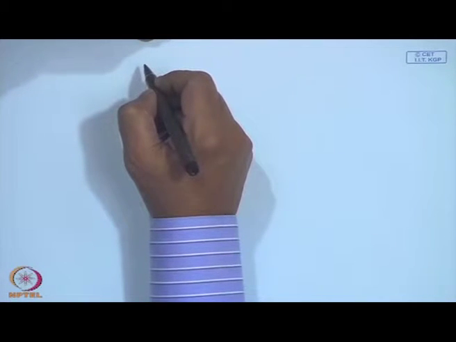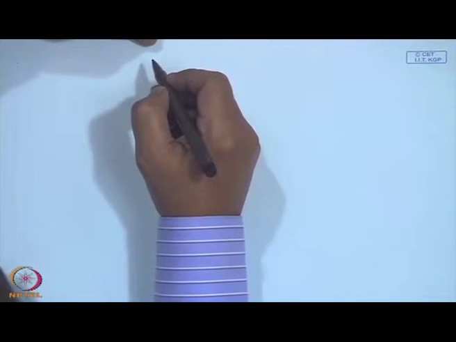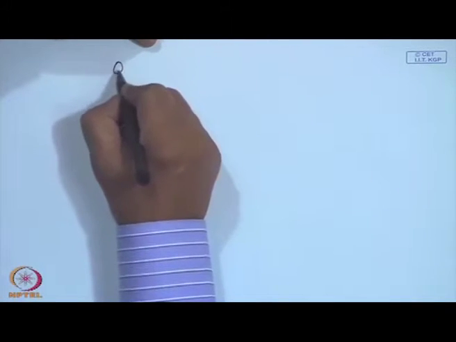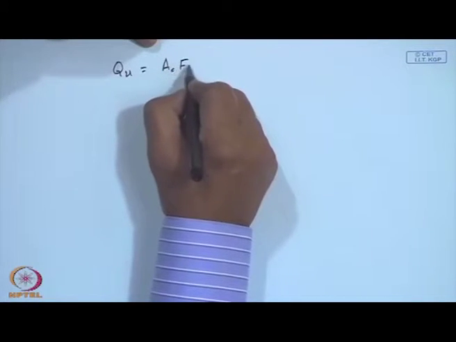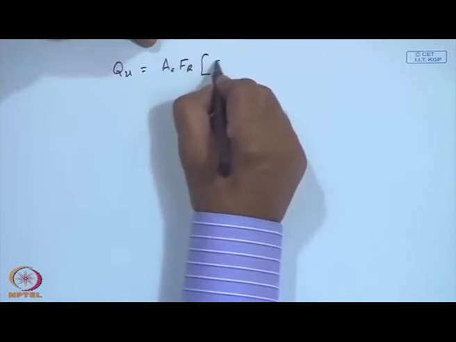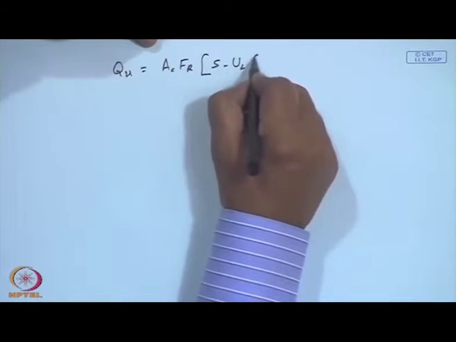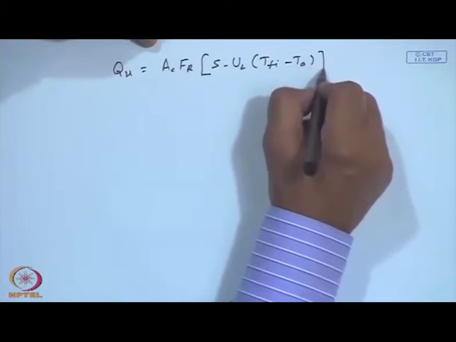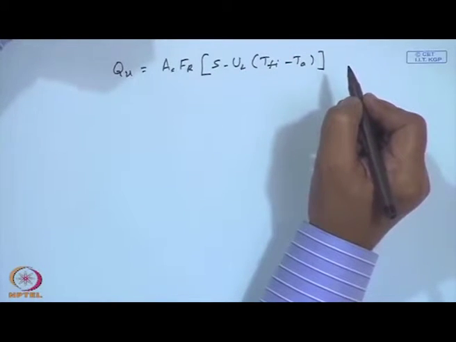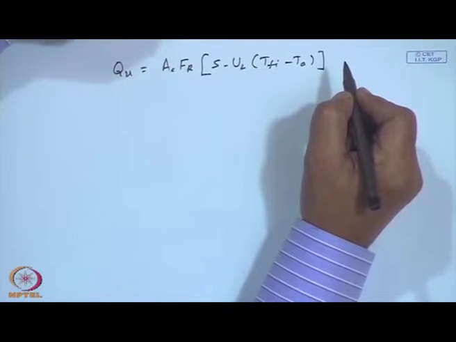And finally, Q u can be put in the same form as A C F R into S minus U L into T f i minus T a, though the calculation of U L will depend upon the heat transfer coefficients and the top loss coefficient and the bottom loss coefficient.